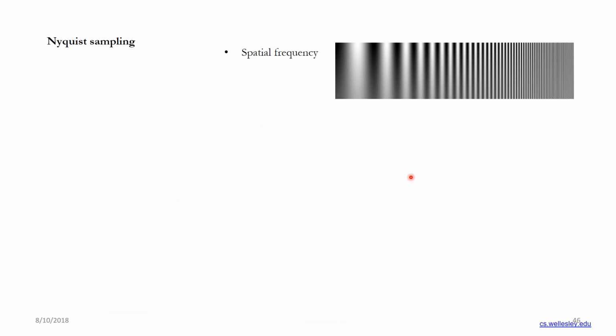So now the question comes, everything is great, you can create these kinds of patterns using lenses. If you use a lower NA, you can get a bigger pattern. If you use a higher NA, you can resolve between the smaller patterns. But how do we convert that into a digital image?